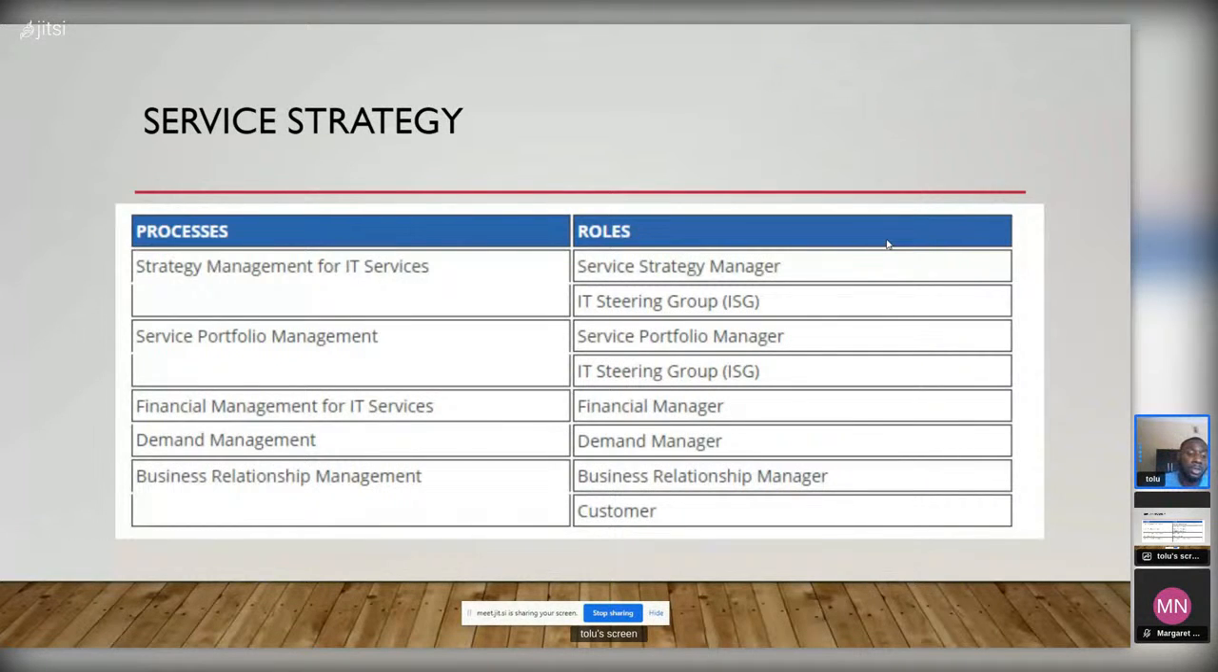Basically, this portfolio is really explaining that it has all the services that you are rendering in the organization. Financial just deals with the income of money. Demand is the one that will tell you, okay, people need this and that.